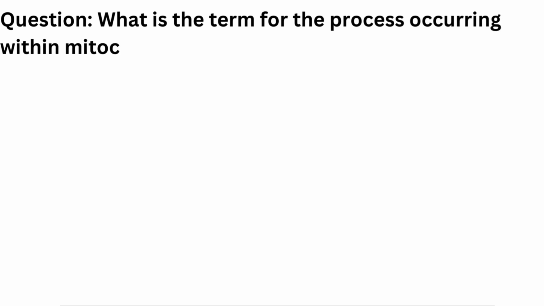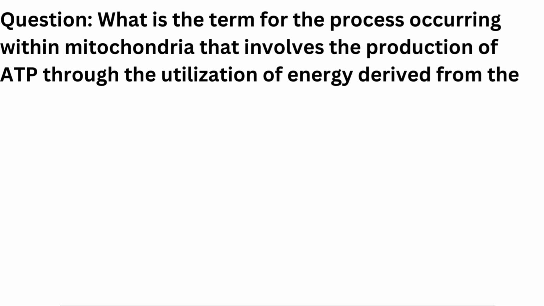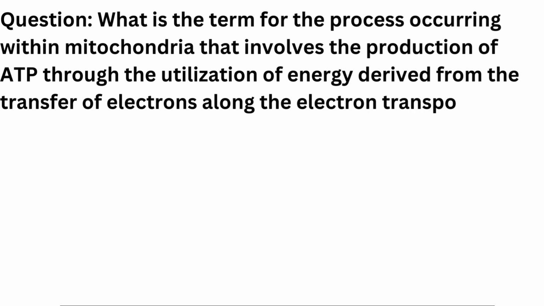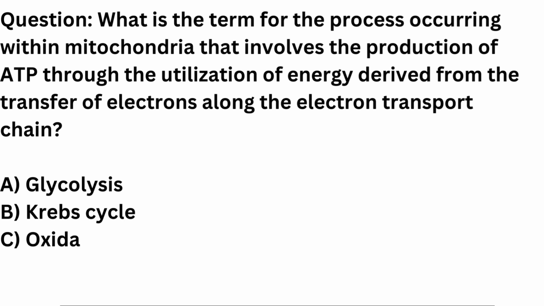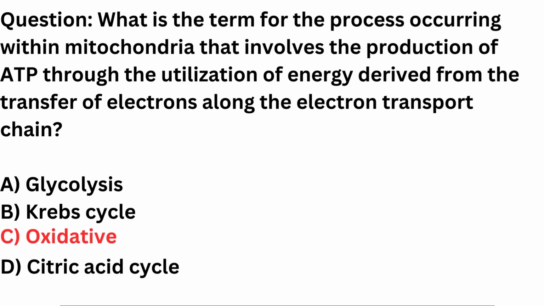Question. What is the term for the process occurring within mitochondria that involves the production of ATP through the utilization of energy derived from the transfer of electrons along the electron transport chain? A. Glycolysis. B. Krebs cycle. C. Oxidative phosphorylation. D. Citric acid cycle. Correct answer is C. Oxidative phosphorylation.